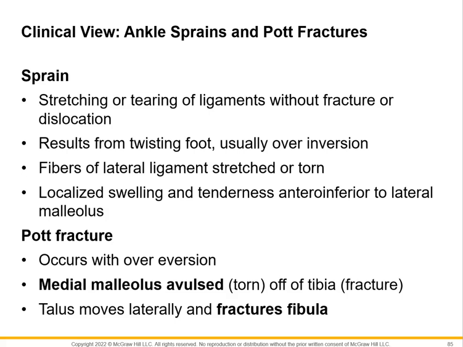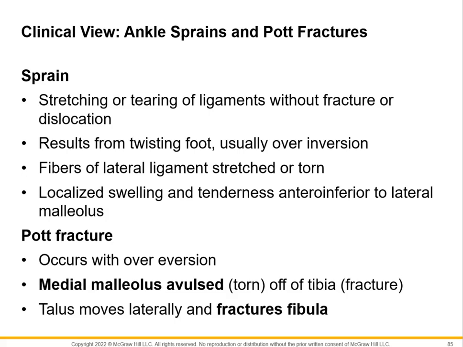For clinical application, we'll talk about sprains and we'll talk about Pott fractures. Okay, so sprains, this is going to be a stretching or tearing of the ligaments without a fracture or dislocation. And it results from twisting the foot, usually over inversion. The fibers of the lateral ligament often are stretched or torn, and there can be localized swelling and tenderness inferior to the lateral malleolus.